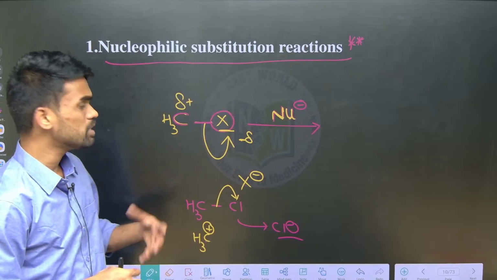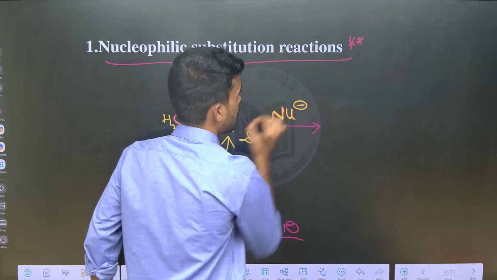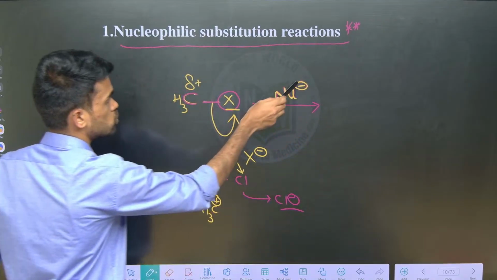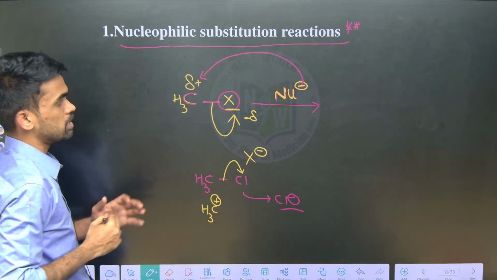It means positively charged species. Why? Because nucleophiles are highly electron rich species. They have a negative charge. So this negative charge attacks these positively charged carbons. Now, what is happening?